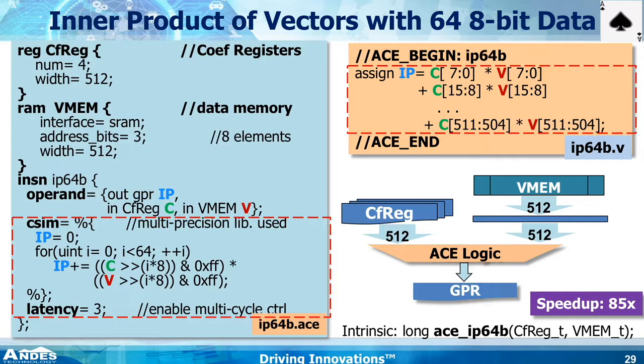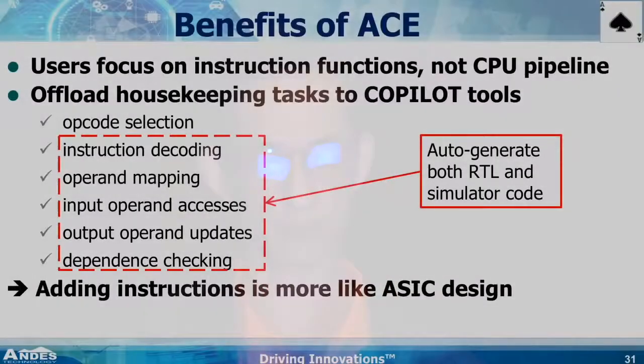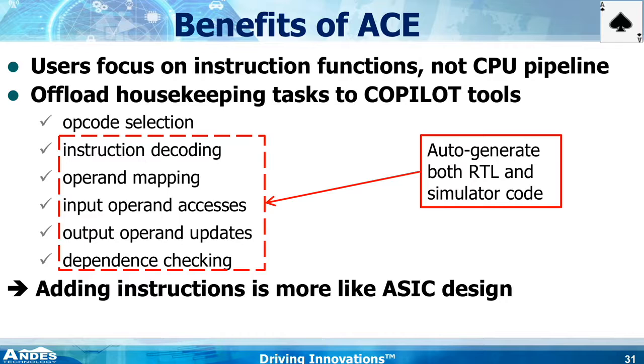This case is relatively easy, but if you want to do something more complicated, in the AC begin and AC end, you can have Verilog syntax like always and so on, state machines. When it gets more complicated, you probably need something to help you with debugging. We automatically generate a waveform control file, so you can easily see the operand and other signals defined inside your module. So the benefit of AC is that the user only focuses on instruction functionality, not the CPU pipeline. All the housekeeping tasks are generated by the COPILOT tool.